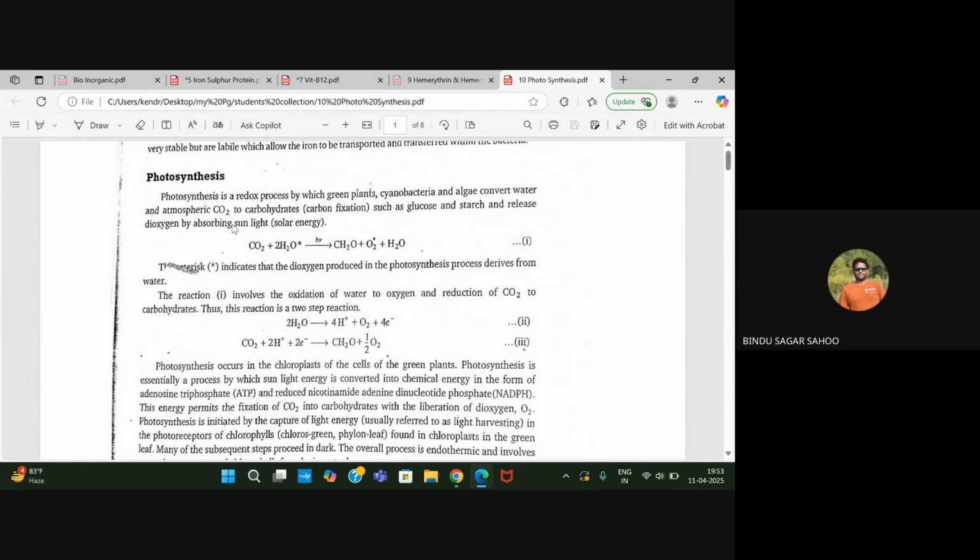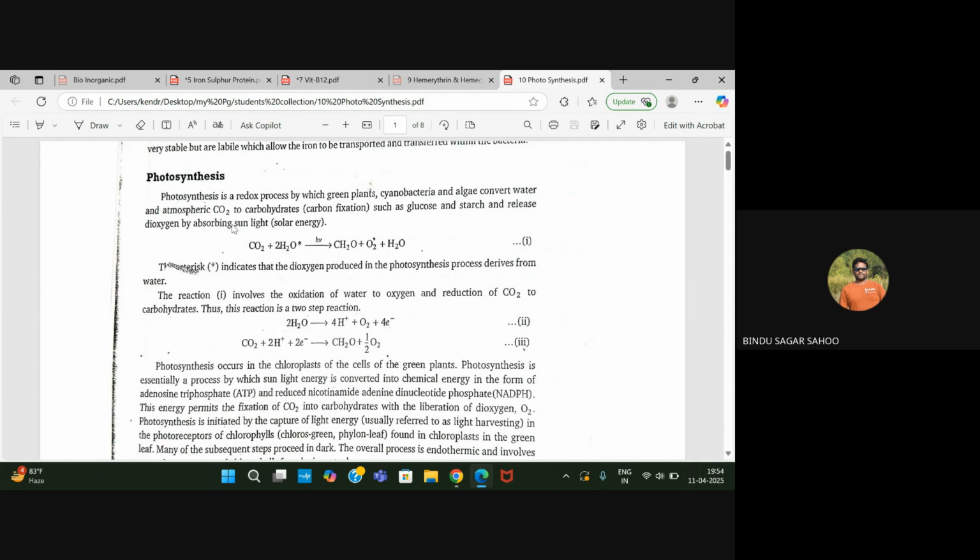So particularly we can say photosynthesis is a redox process and it occurs in green plants, also cyanobacteria and algae, that converts water and carbon dioxide into carbohydrate. This process is also sometimes called carbon fixation. And this carbohydrate is released in the form of glucose, or we can call it starch also.